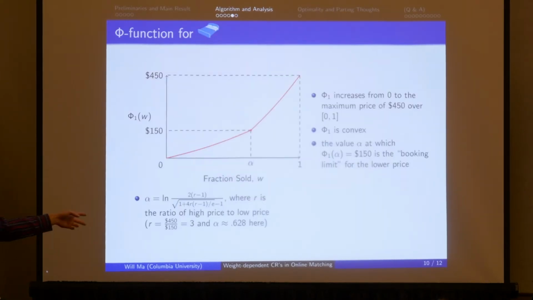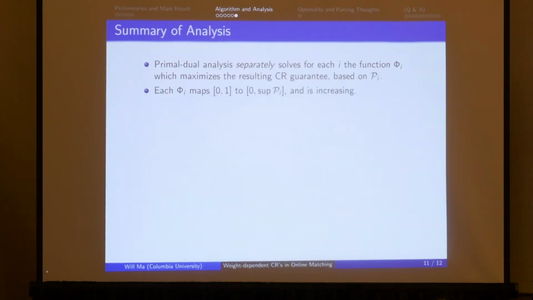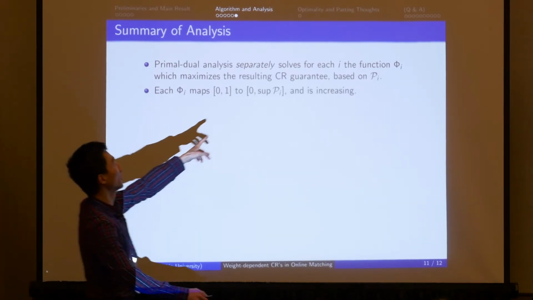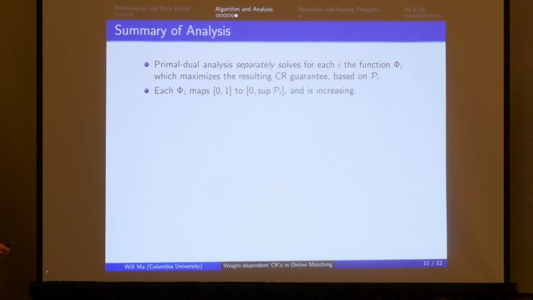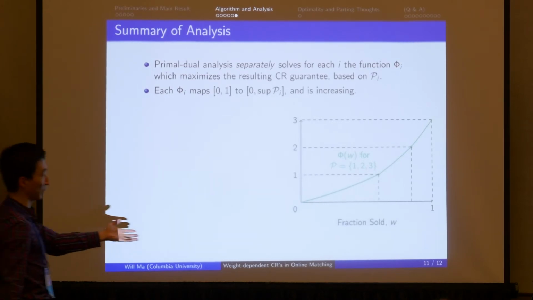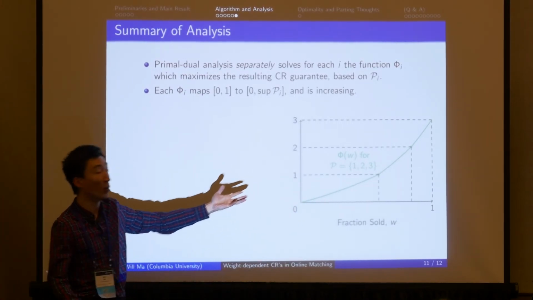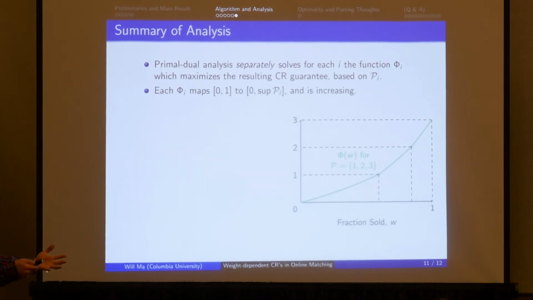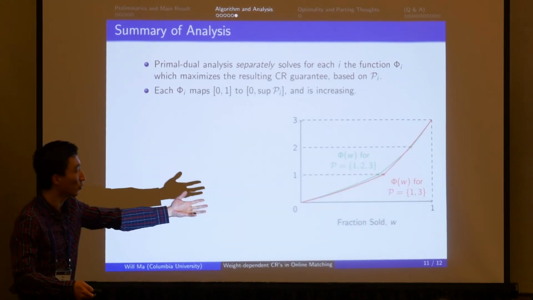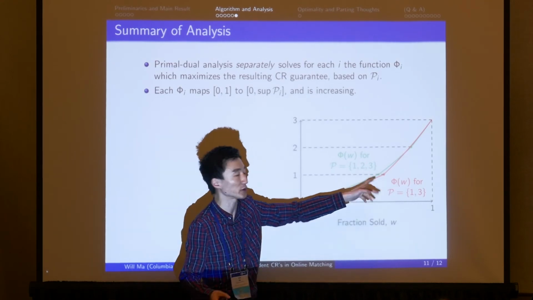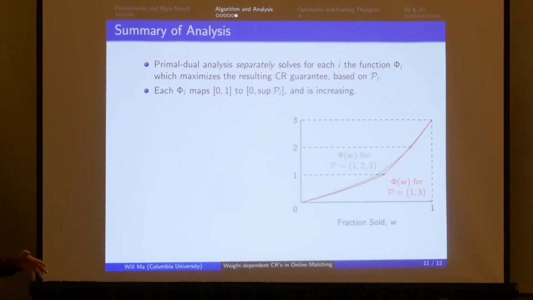And then that's how you end up with expressions like this. Each phi is going to map 0, 1 to the range 0 to the maximum price in the set. Let me just show you a few more examples. This is what the function looks like when p is the price at 1 or 2 or 3. If it's just 1 or 3, which is the curve you saw before, it is slightly different. The curve will look different for any different price set.